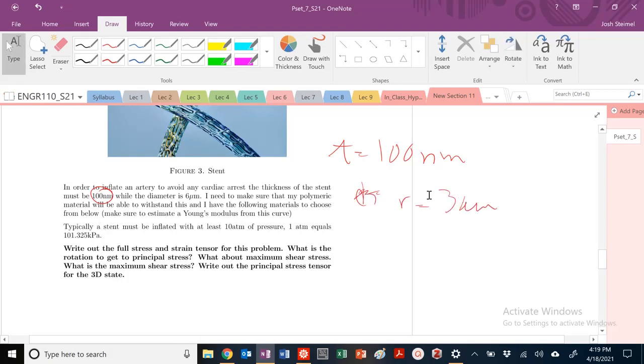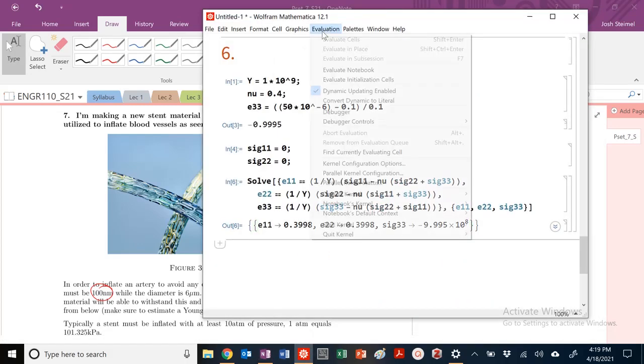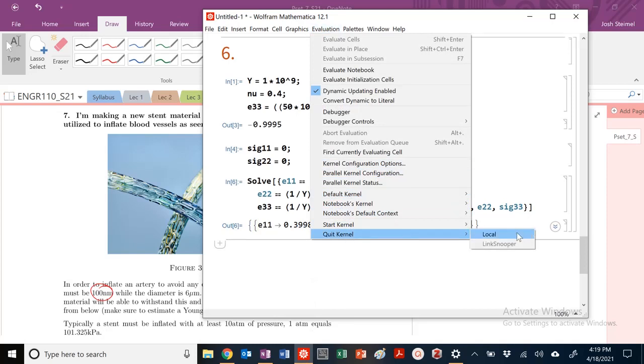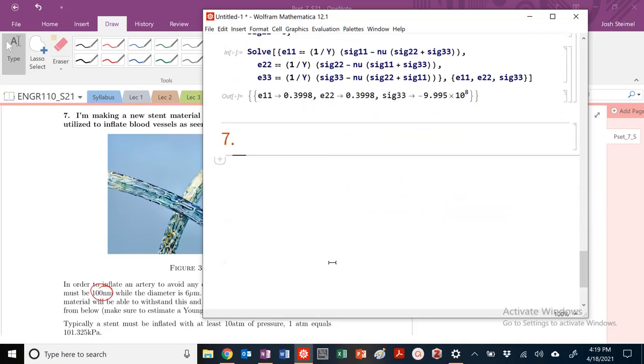Whenever I do this, I'll also draw a coordinate system here. I'm going to call this 1, this 2. So radius, thickness, diameter, thickness. I'm going to quit the kernel here. I know I need to look at thin-walled pressure vessels. So let's go ahead and get into this.